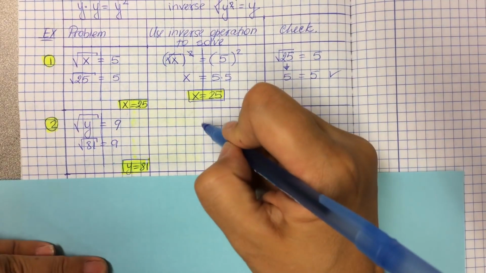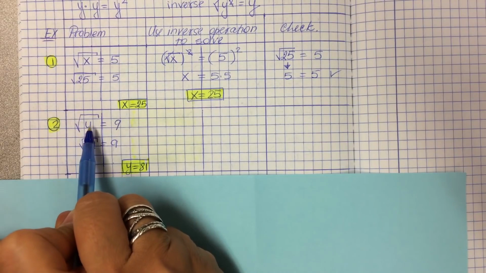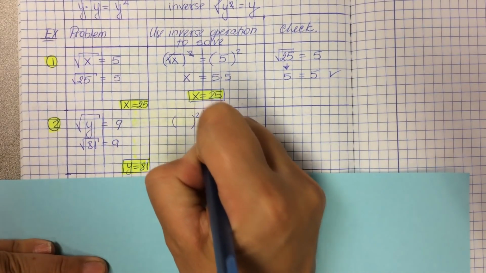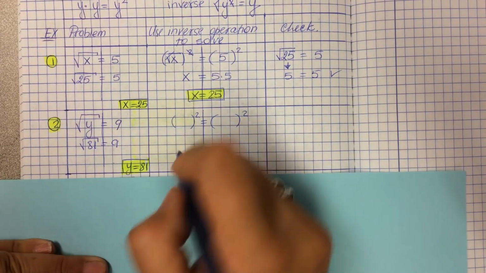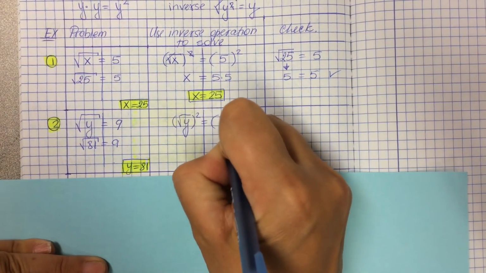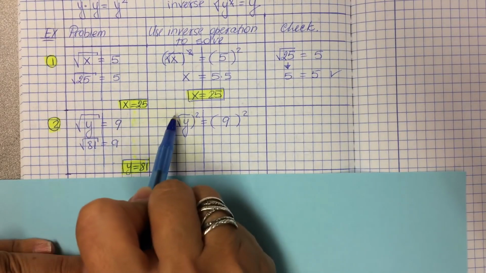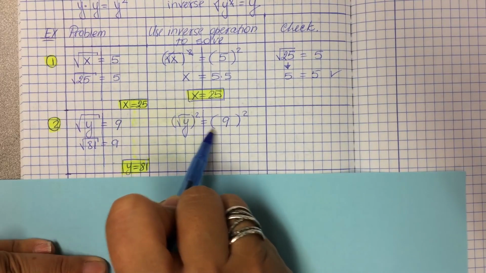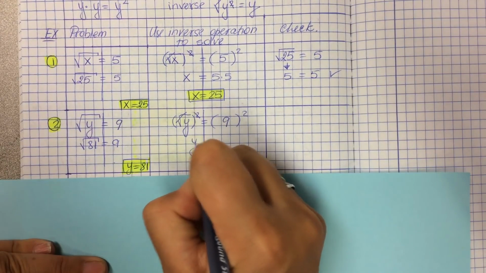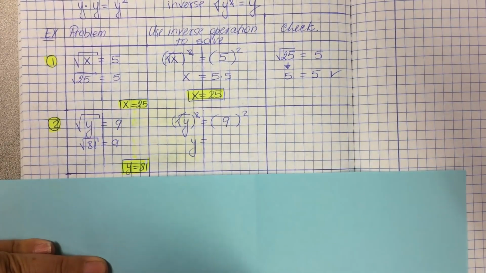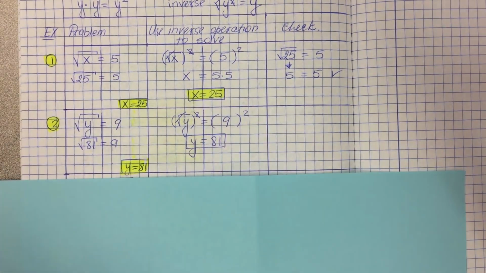To solve using inverse operations, since the equation has a square root, we use the inverse operation, square. So we are going to square both sides of the equation. On one side we square square root of y, on the other side we square the 9. Inverse operation, square and square root cancel each other. The y value comes down, and 9 squared means 9 times 9, which is 81. So here is when we solve the equation using inverse operations.